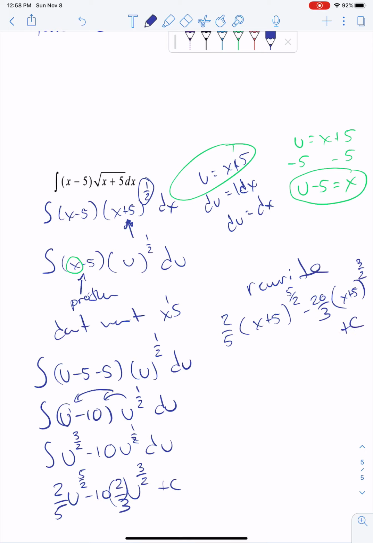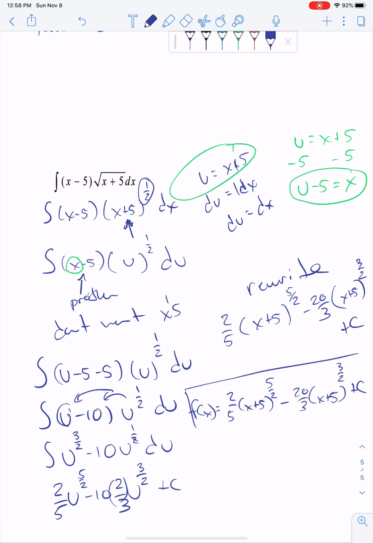And that is terrible planning by me. Let's rewrite this over here. So my original function is 2/5 x plus 5 to the 5/2 minus 20/3 x plus 5 to the 3/2 plus c. That's going to be my original function, at least as best as we can get it.